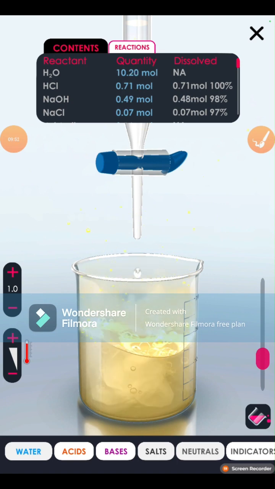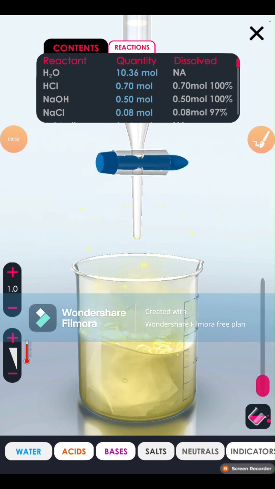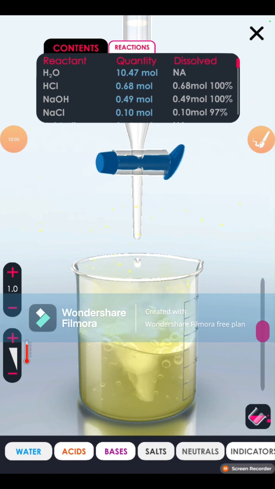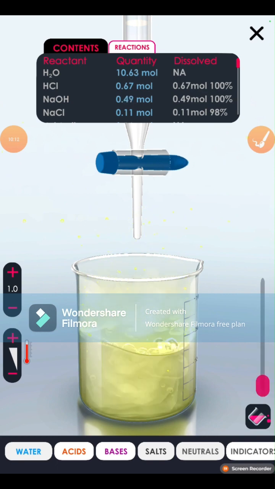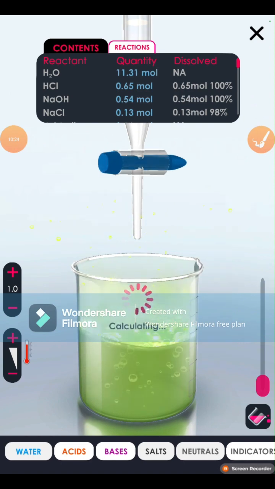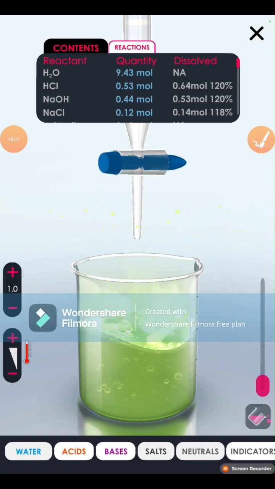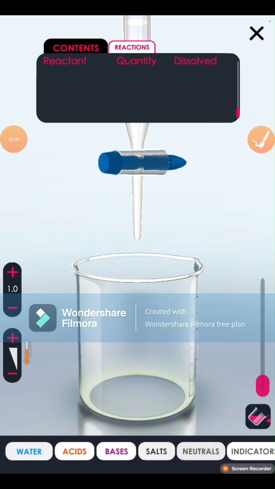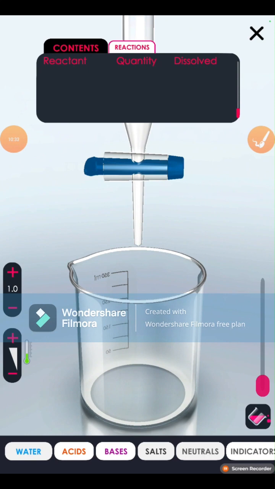As you can see, it's getting greener slowly. Let's put more. Yeah, as you can see, it's getting greener. So in further videos I will also show in real life how neutralization happens. As you can see, it has got perfectly green over here. So let me just empty this. So as you can see, temperature is dropping slowly.